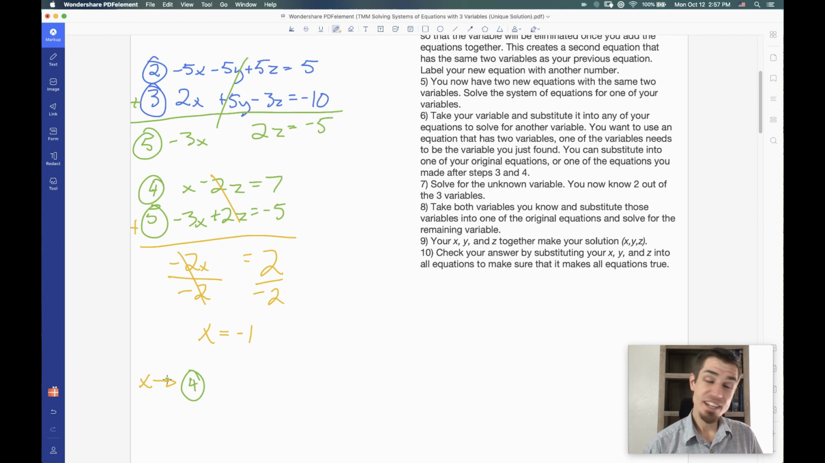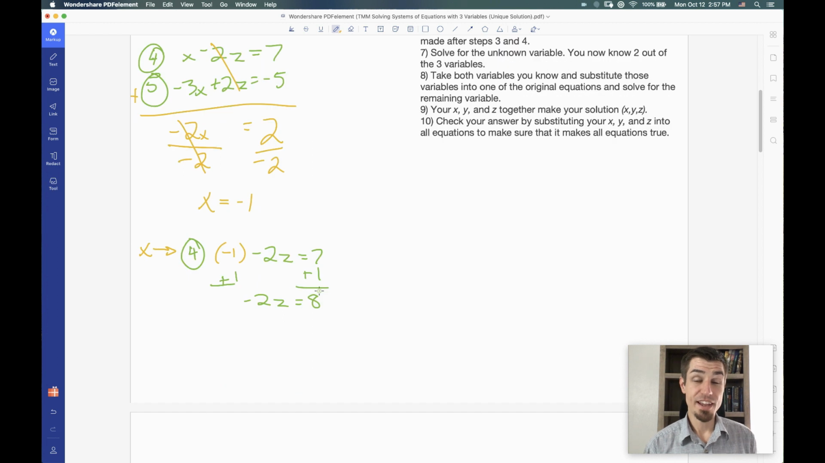So we're going to take x, substitute it into equation 4. So here's our equation 4. x is now going to be -1. So we substitute -1 in for x. And then the rest of the equation is -2z equals 7. At this point, it just becomes an equation where you've got to solve for one variable. So we want to add 1 to both sides because that will cancel this. We'll have -2z equals 8. And then we want to continue solving by dividing by the coefficient because we want to isolate z. -2 divided by -2 is 1. So we've just found that z is -4.